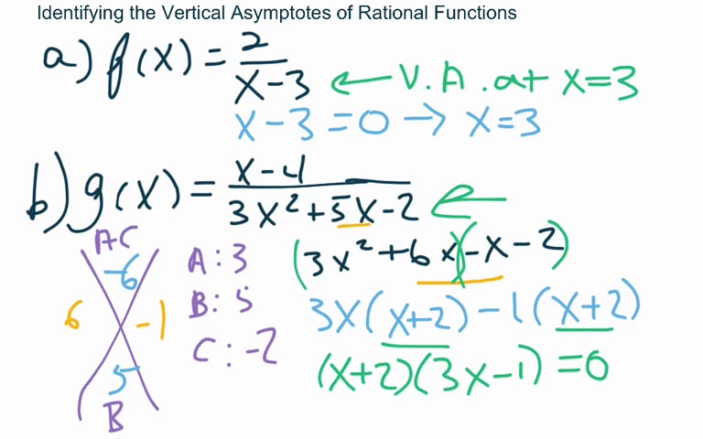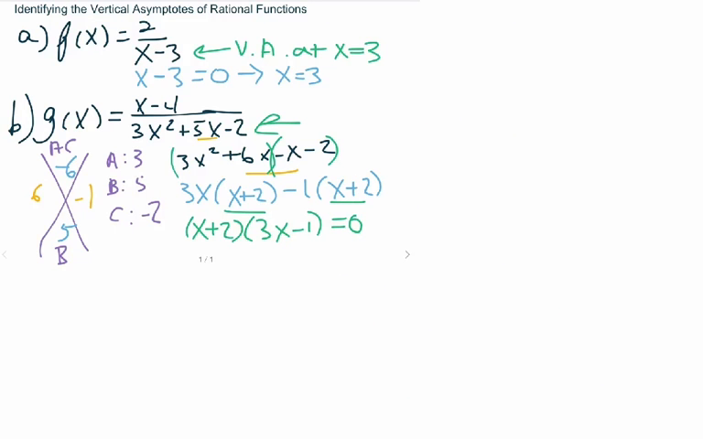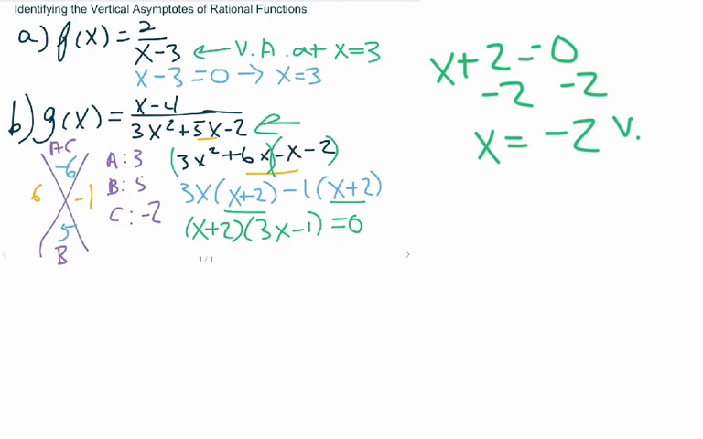Okay, now to complete the process, we'll set each factor equal to 0 and solve for x. So we have x plus 2 equals 0. Subtract 2 from both sides. That gives us x equals negative 2. That's our first vertical asymptote.